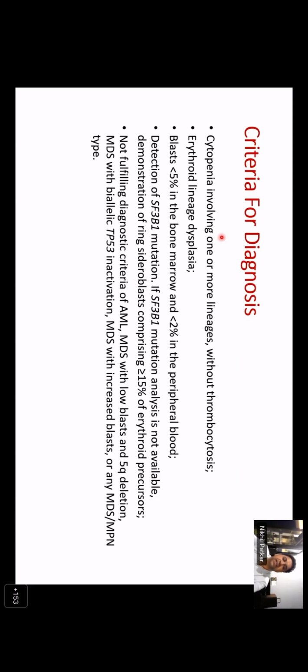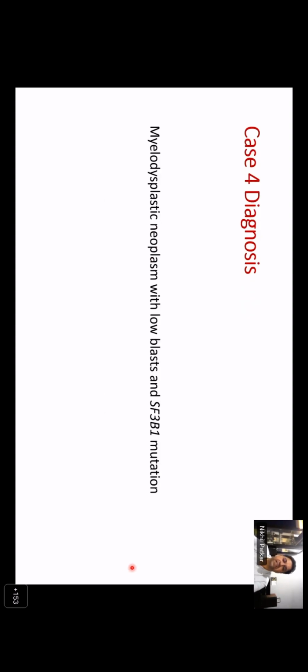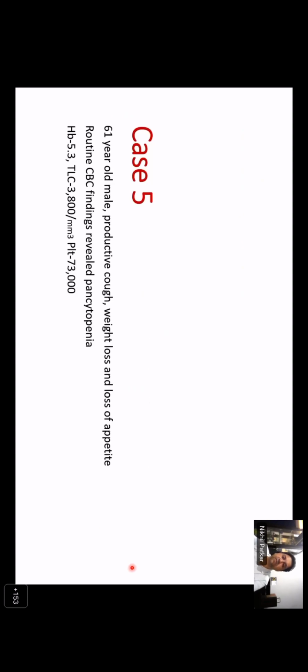The criteria for diagnosis are cytopenia without thrombocytosis, erythroid dysplasia, and detection of SF3B1. If SF3B1 is not available, then ring sideroblasts should be more than 15%, and they should not fulfill any of the other WHO criteria for other MDS lineages. So the diagnosis, as you rightly said, is MDS with low blast and SF3B1 mutation.